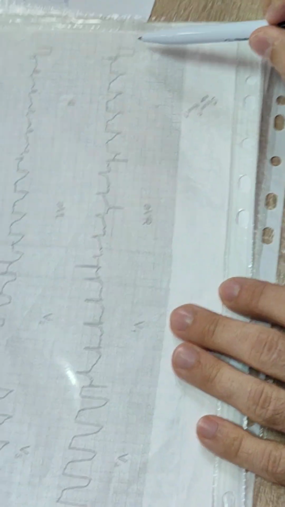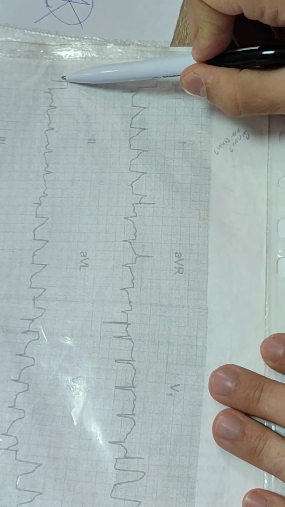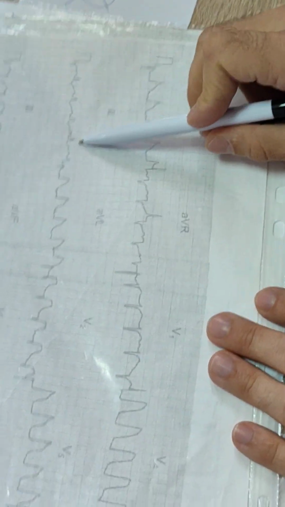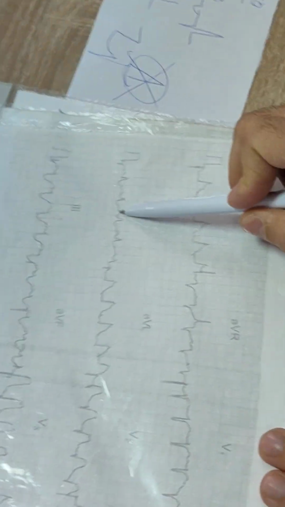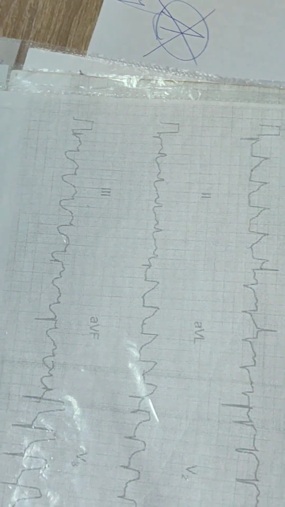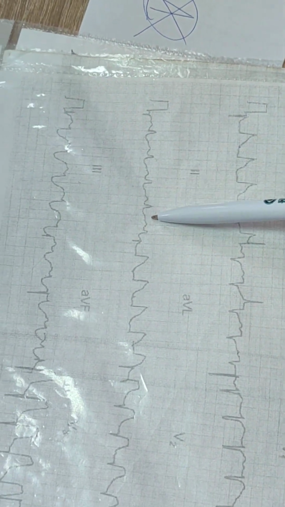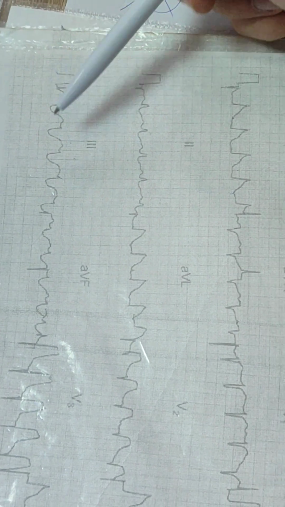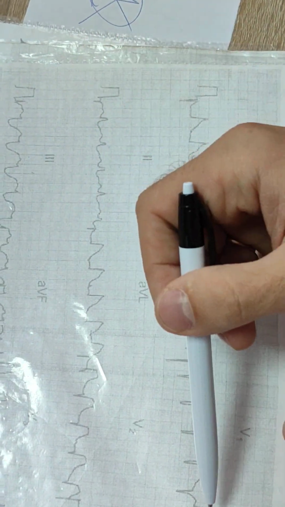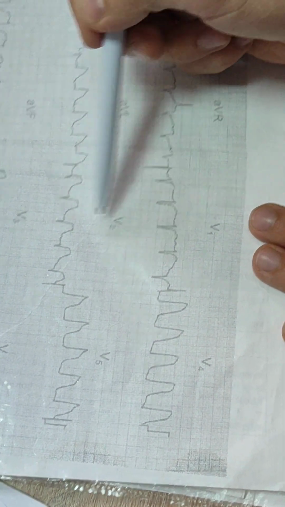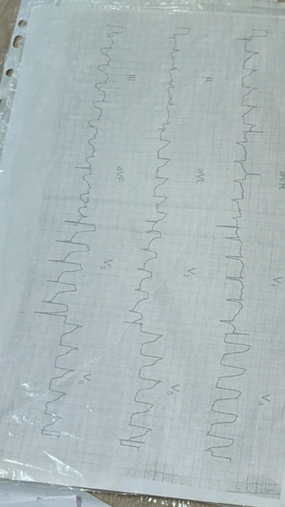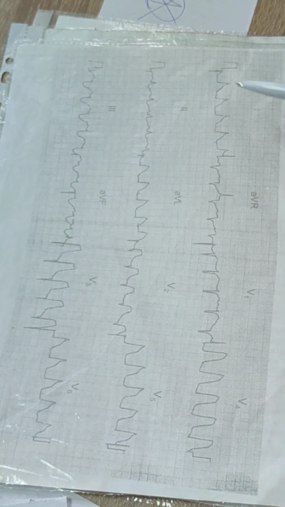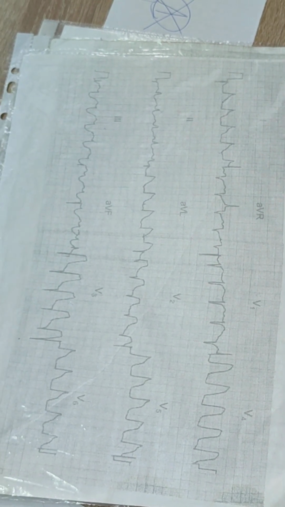This one. Quality is okay. P waves are invisible. In the second lead, P wave is visible. So rhythm is sinus. Rhythm is regular. There are elevated ST segments in every lead. So it is ischemia, stage of ischemia, plus there is tachycardia.